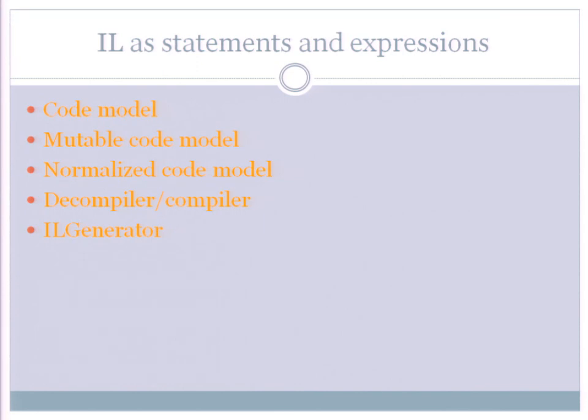And then there's a decompiler and a compiler. A decompiler will take a .NET assembly and present you with a code model. And the compiler does the opposite. It'll take a code model and give you the IL stream. And there's also an IL generator, which is pretty much like the System.Reflection.Emit ILGenerator that you can use to generate an IL stream from a compiler. But it takes care of things like labels and using the long and short forms of things and so on.